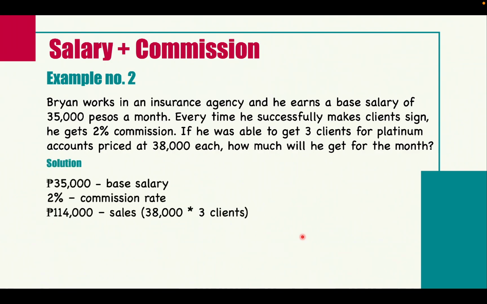Okay, so ganun ulit ah. Ano yung mga given natin? Yung salary niya is 35,000 a month. Commission rate is 2%, and then meron siyang sale na 3 accounts for 38,000 pesos each. So, magkano yung total? So, 38,000 times 3 clients, that is 114,000 pesos. So, nakabenta siya ng 3 insurance packages in just a month.